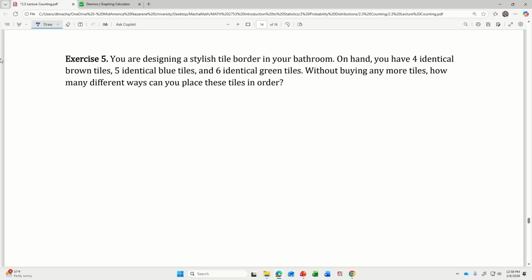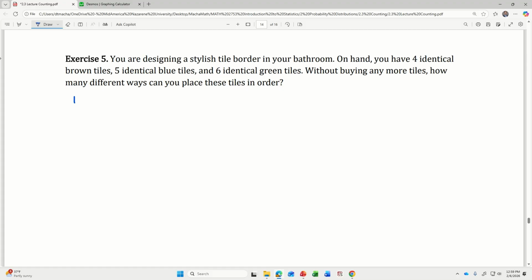So you are designing a stylish tile border in your bathroom. On hand, you have 4 identical brown tiles, 5 identical blue tiles, and 6 identical green tiles. Without buying any more tiles, how many different ways can you place these tiles in order? 15 factorial over 5 factorial times 6 factorial times 4 factorial. Yeah, that's it. Very good.